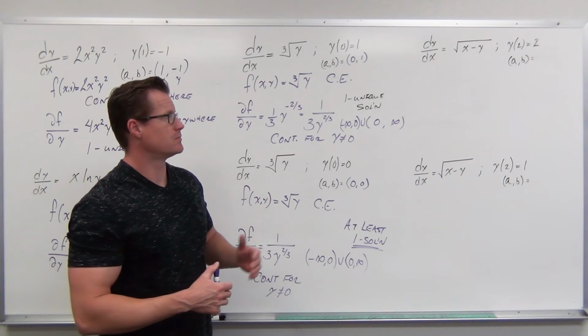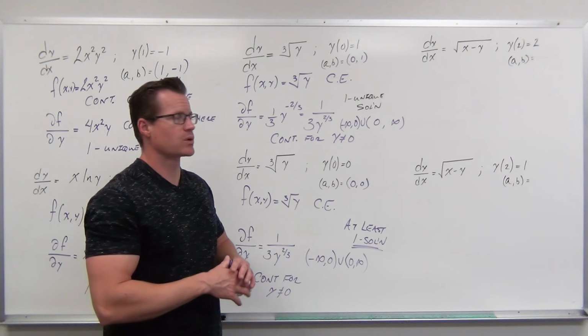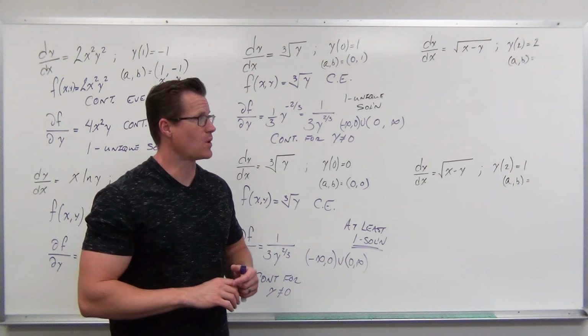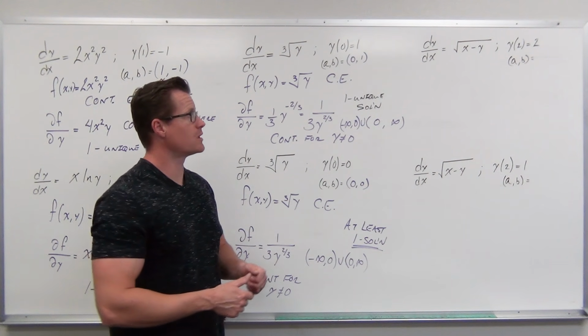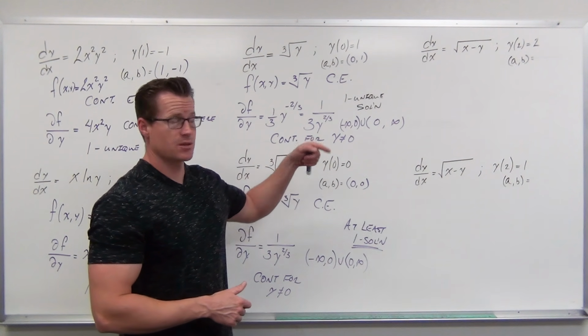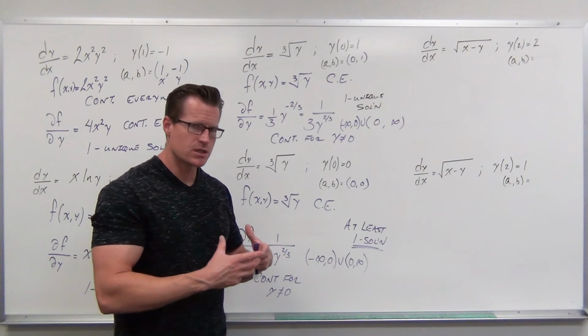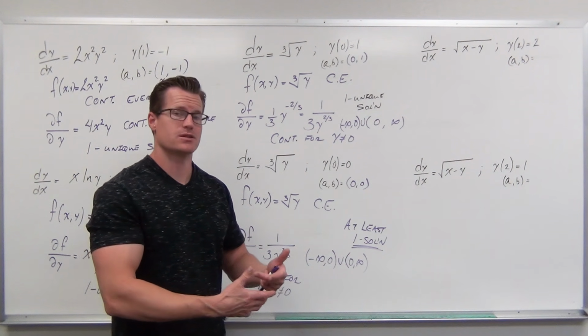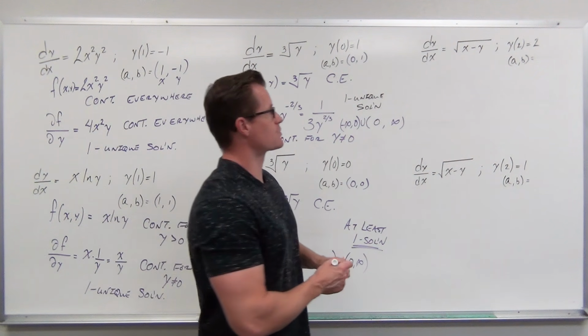So we're checking, looking at the function, seeing whether we're continuous around that point. If we are, awesome, at least one solution. If we take the partial derivative and we're still continuous around that point, then that solution is unique. Let's try the next one.